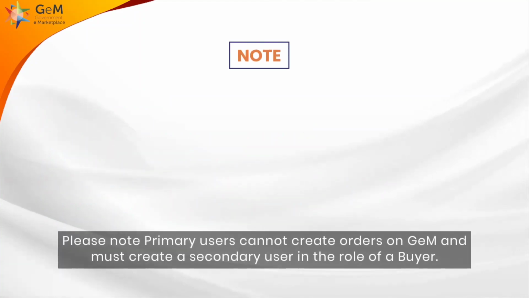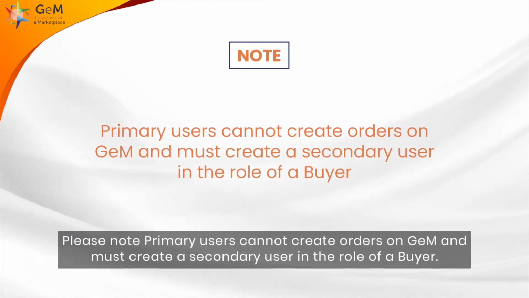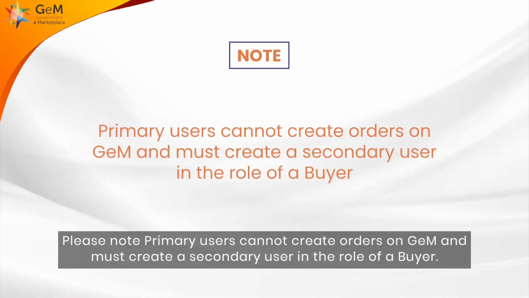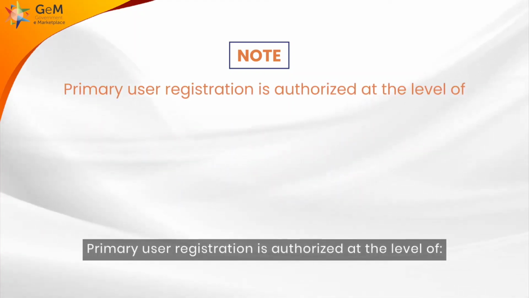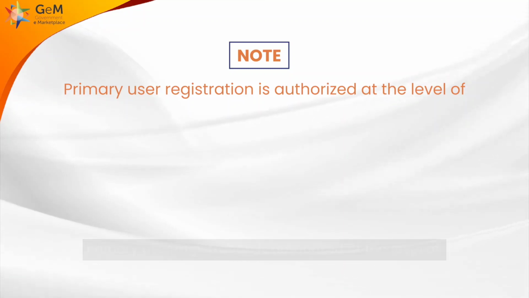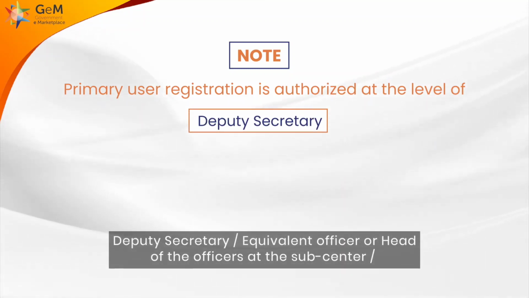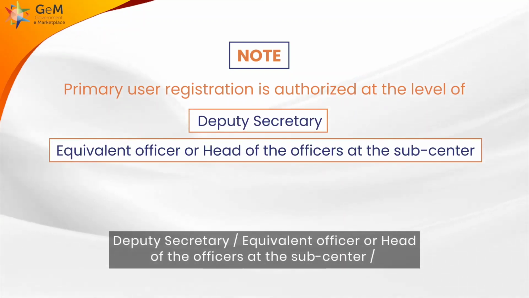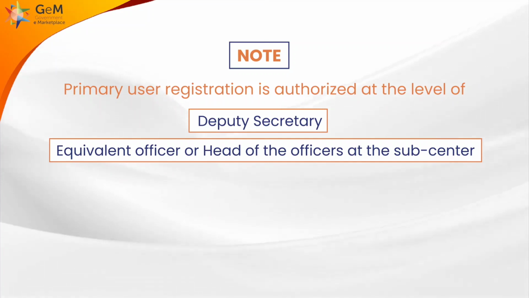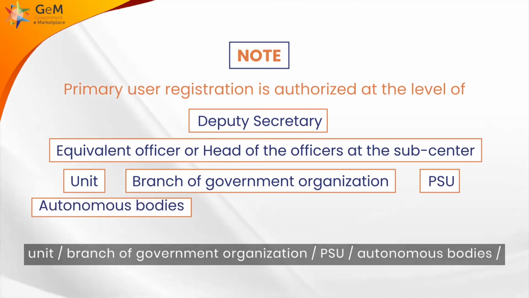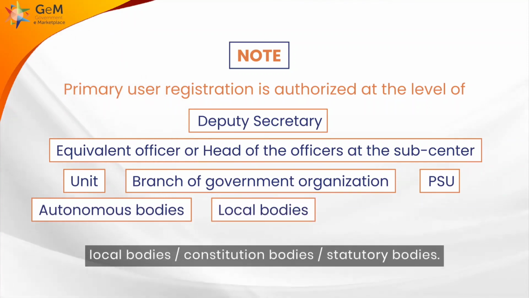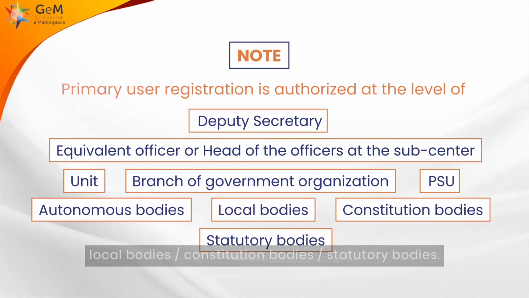Please note, primary users cannot create orders on GeM and must create a secondary user in the role of a buyer. Primary user registration is authorized at the level of Deputy Secretary or equivalent officer or head of the officers at the subcenter, unit, branch of government organization, PSU, autonomous bodies, local bodies, constitution bodies, or statutory bodies.